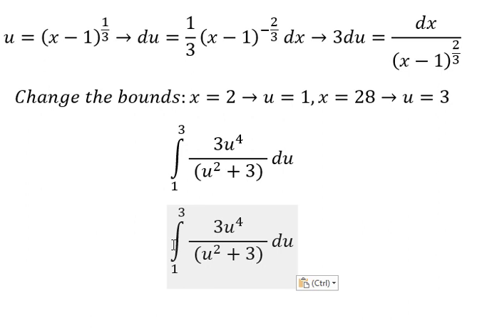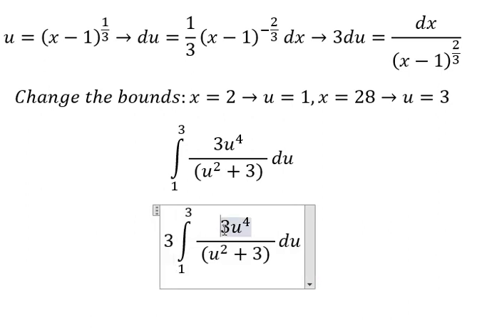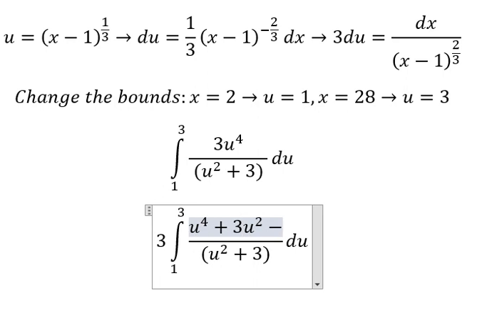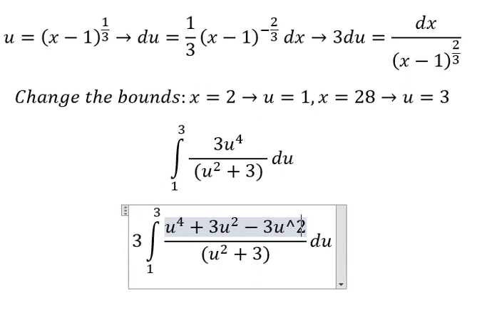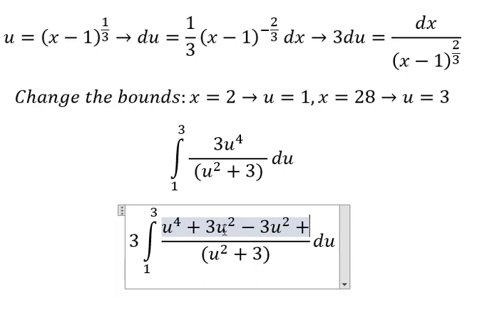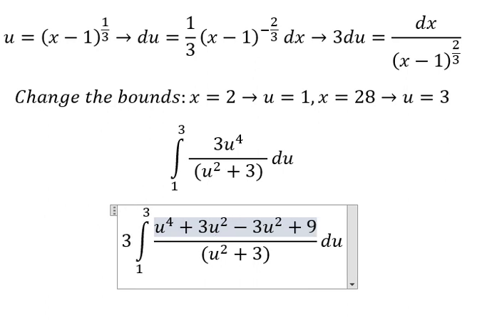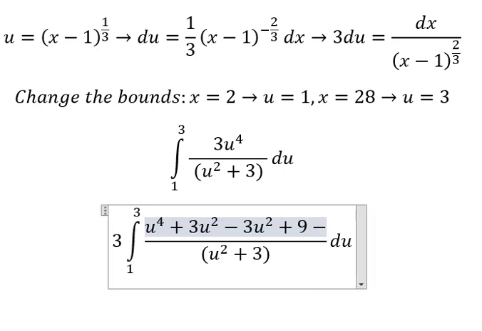Now I will put the 3 here. Next, we need to add 3u squared, which means we need to minus 3u squared. Then we need to put positive 9, and later we need to minus 9.